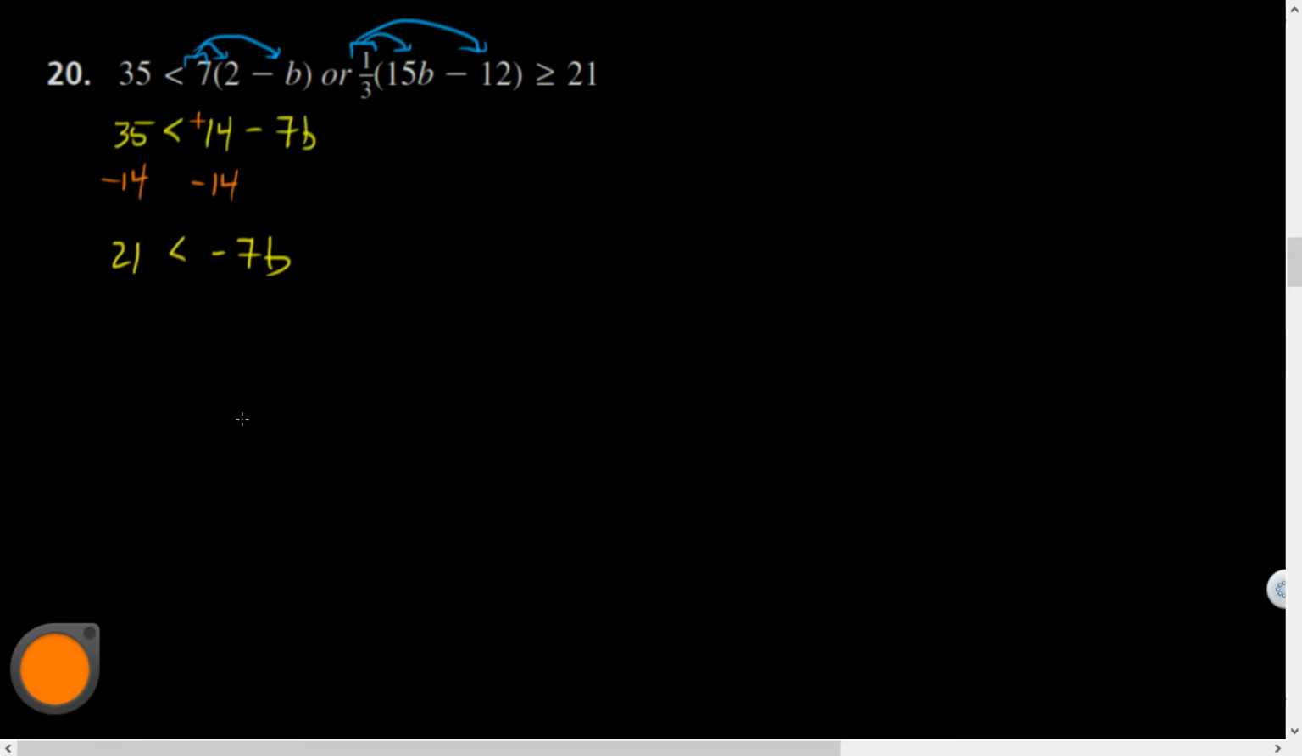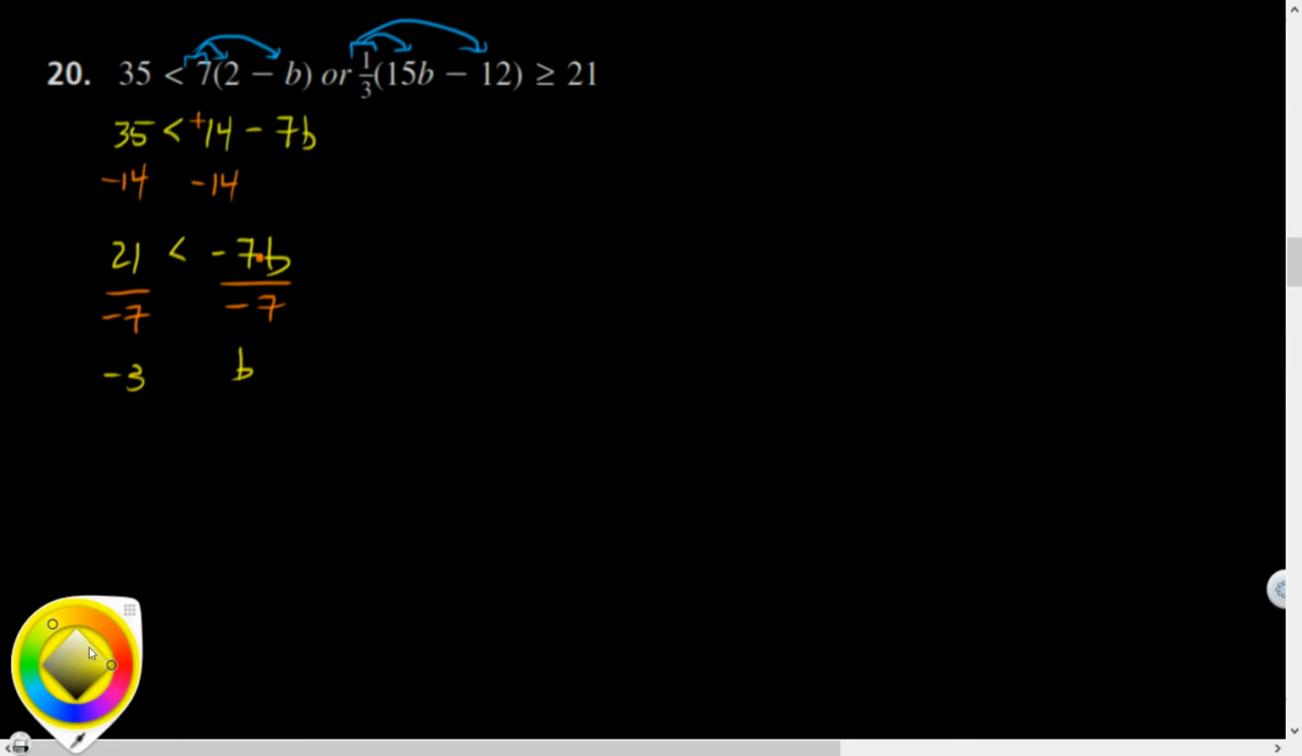And how do I get rid of that -7? Do I like add it to both sides? No. Because that's not subtract 7, that's -7 times B. I divide. And so I'll have -3.